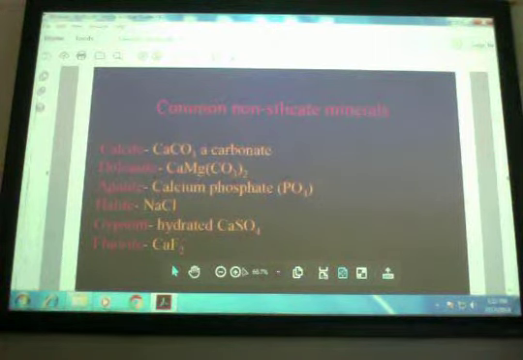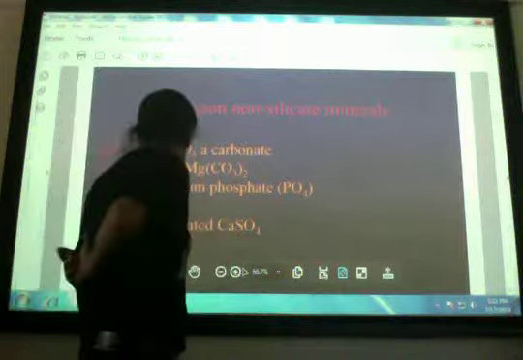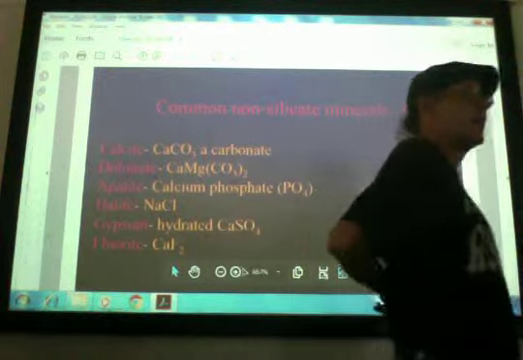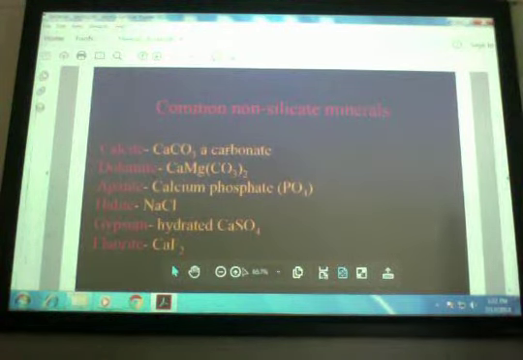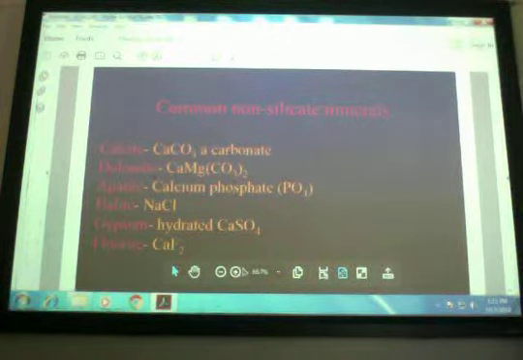But then what else do we have here? We have gypsum. Gypsum is just a hydrated calcium sulfate, and we have fluorite. And fluorite, that is a calcium and fluorine mineral, and there we have a nice crystal as well. That is the fluorite, yeah.